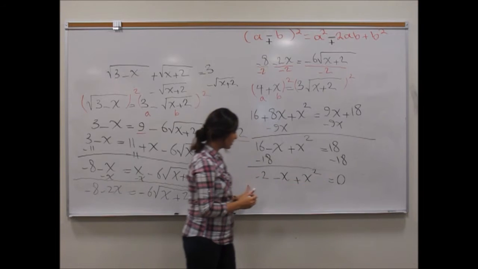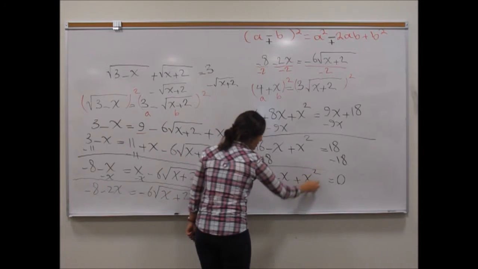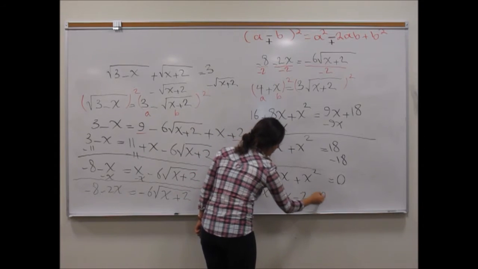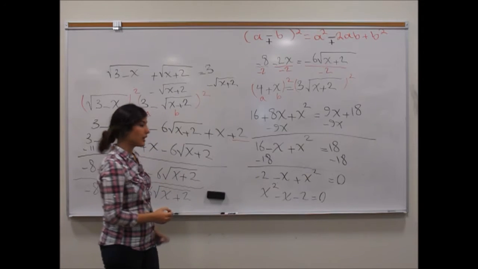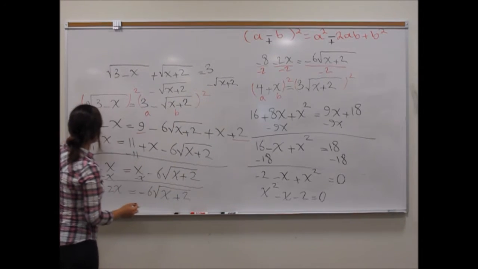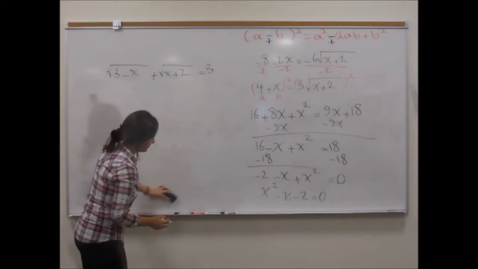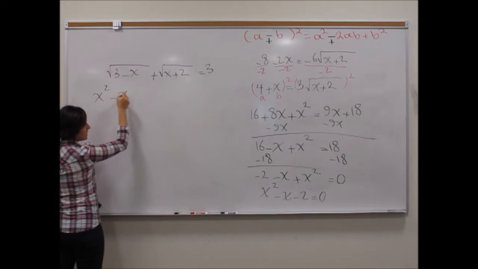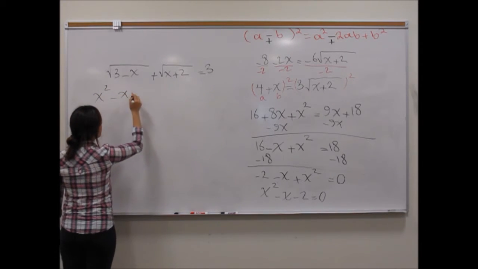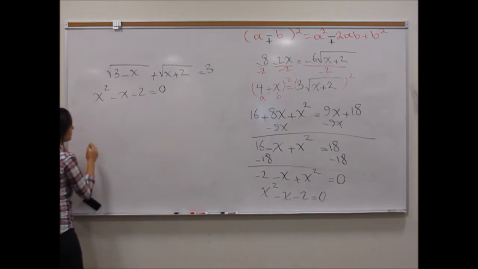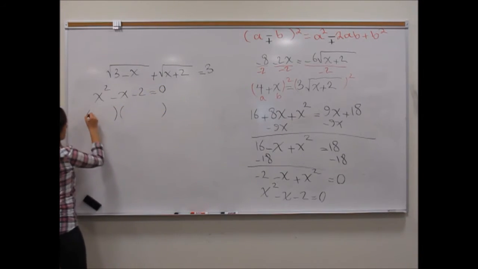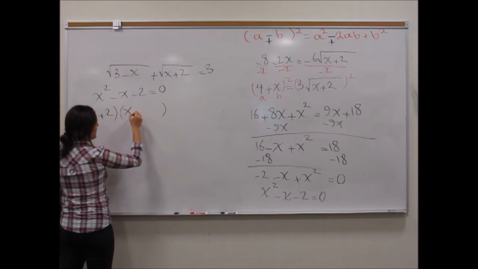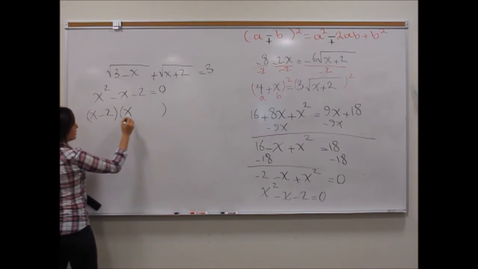Notice that this is a quadratic equation, so I'm going to write it in order. So x squared minus x minus 2 is equal to 0. Now to solve that, we're going to have to factor it. So I'm going to erase this side of the board. So what I have there is x squared minus x minus 2 equal to 0. Let's try to factor this. This is x minus 2 and x plus 1.